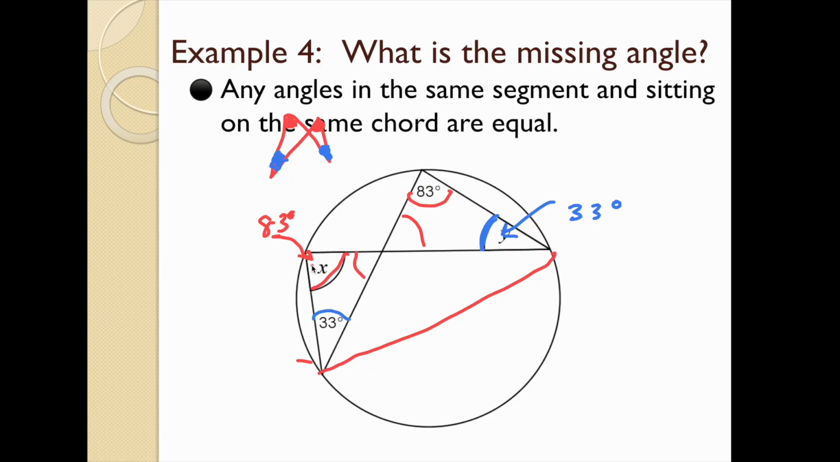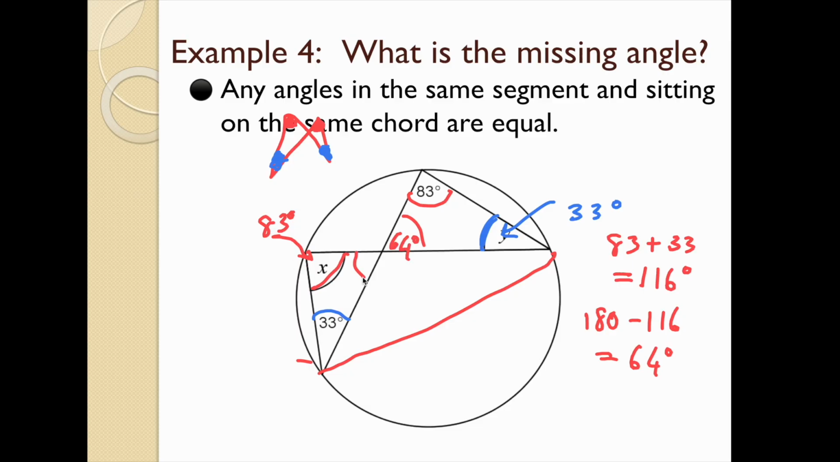If I wanted to find this angle here now, I could just add up all three of these. All three of these are supposed to add up to 180. So 83 plus 33 is 116 degrees. Then 180 take away 116 gives 64 degrees. So inside here is 64 degrees.